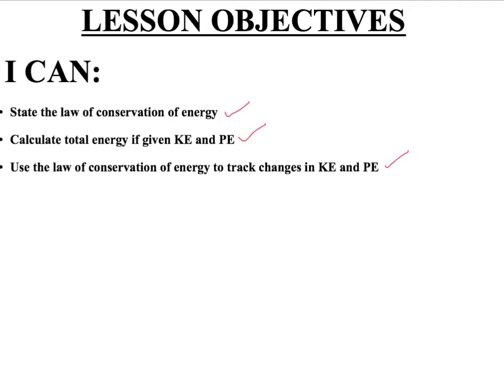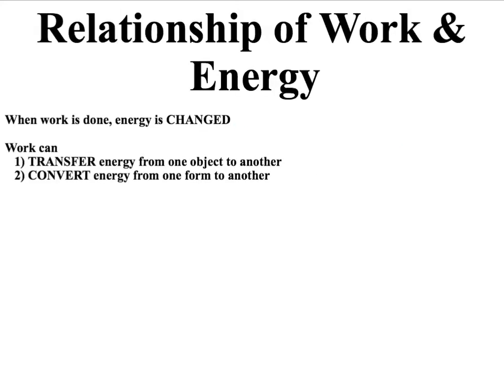Let's get started. Here's a little bit of review from the first video. We said that when work is done, energy is changed. Energy isn't gained or lost, it's just changed. So what can happen to energy? Energy can be transferred from one object to another, or energy can be converted from one form to another. And we saw examples of that in the first video, and then in the second video, we saw the different forms of energy.